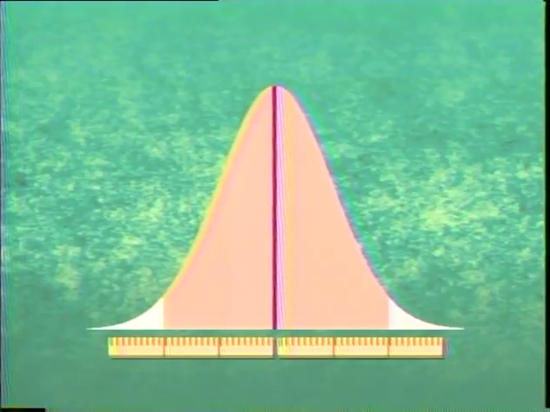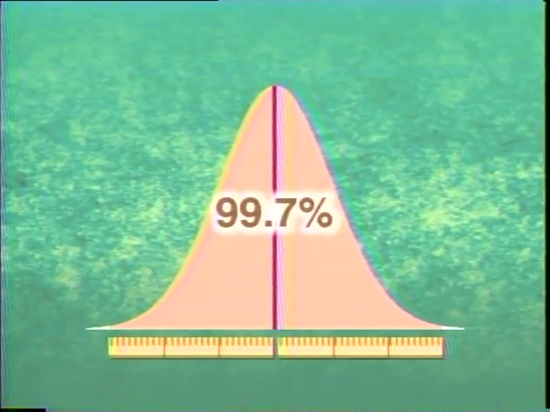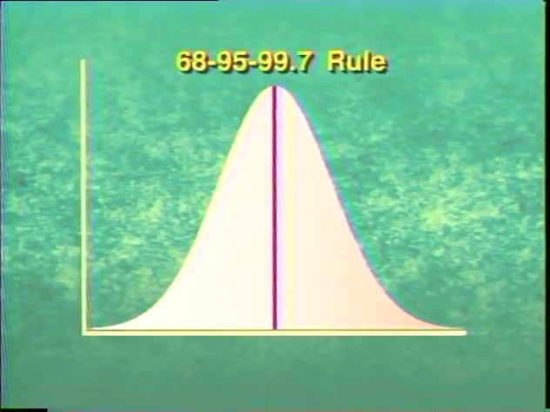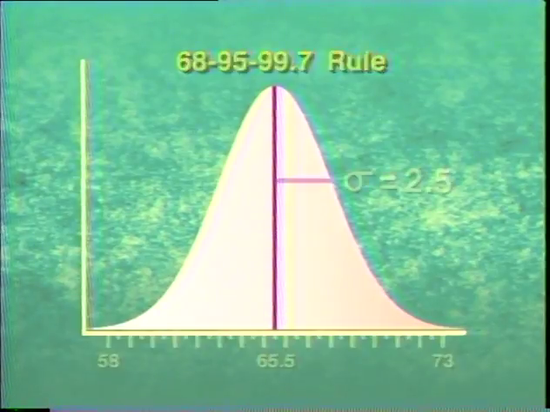And if we go out yet another standard deviation, to include 3 standard deviations on each side, we include almost the entire distribution, 99.7% of the observations to be exact. This leaves a mere 0.3% in the remaining tails of the curve. This relationship between standard deviation and areas under the normal curve is called the 68, 95, 99.7 rule. Remember those numbers, 68, 95, 99.7. They're a great help in working with normal distributions.